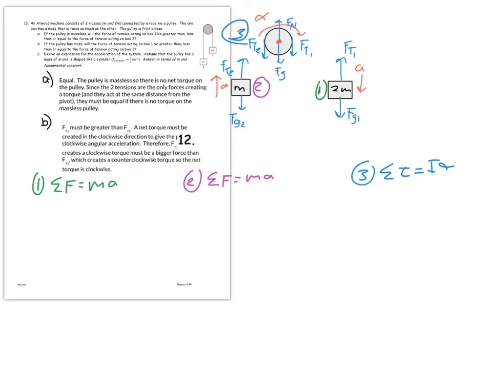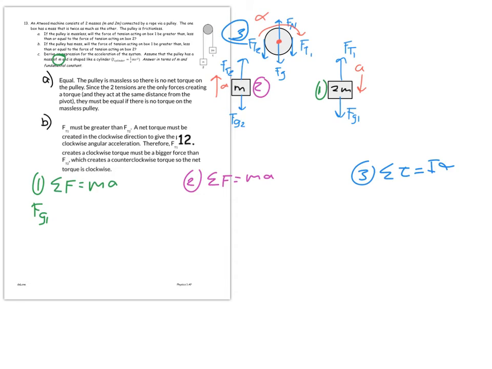For the last part, we want to derive an expression for the acceleration of the system in terms of m and fundamental constants, assuming the pulley has a mass of m and is shaped like a cylinder. So we're going to go ahead and set up the F equals ma for the forces on each object. We already have our free body diagram, so this should be relatively easy, and then of course we're going to do the torques on the pulley.